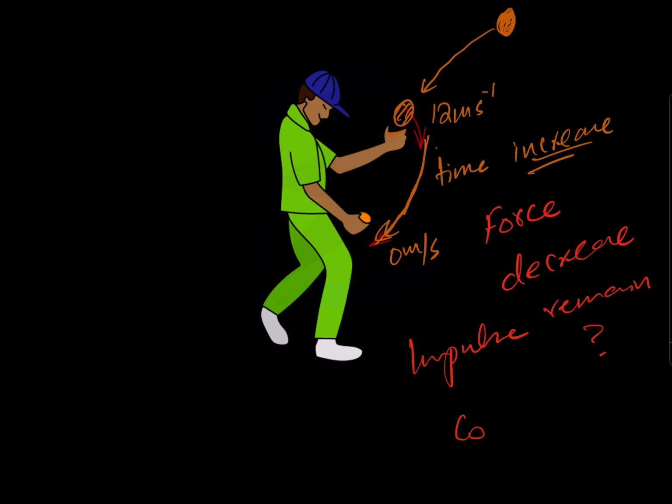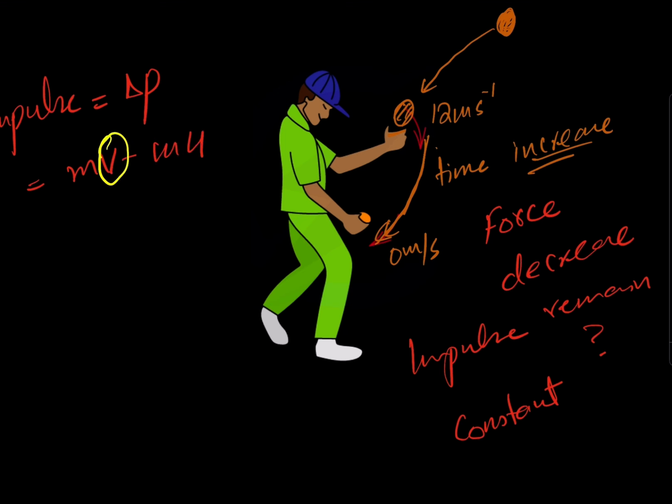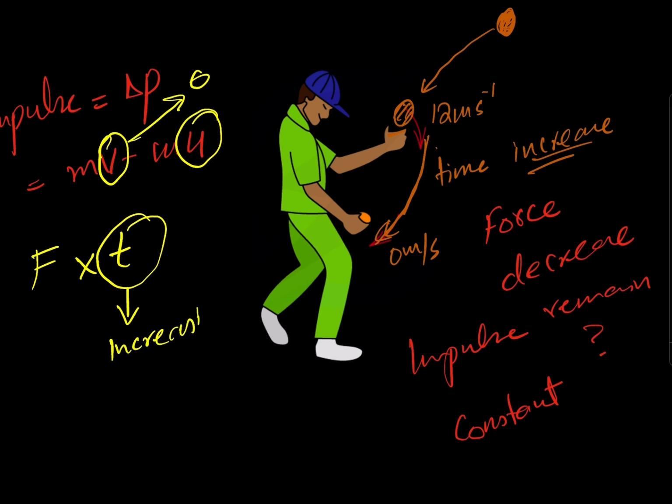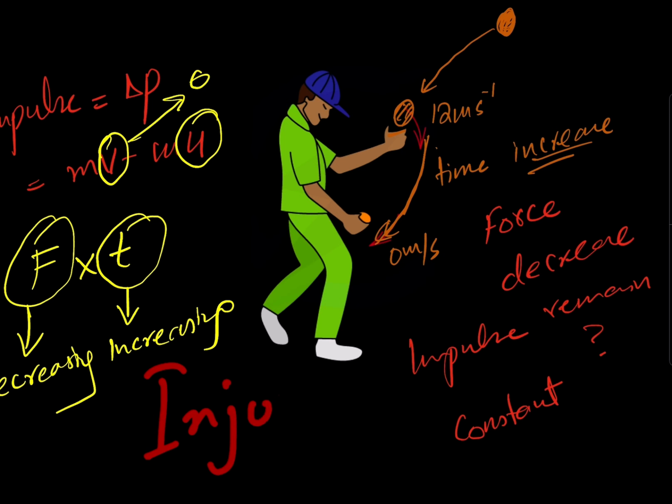It remains constant, because impulse is a product of force and time, and impulse is a change in momentum. Impulse is equal to change in momentum. Change in momentum is mv minus mu. In both the cases, the final velocity is zero. Initial velocity will depend on the height it is coming from. So in both the cases, the change in momentum is the same, impulse is the same, it's constant. We can just manipulate the force and time. How? By increasing time, we are decreasing force. And what will happen? This will reduce the chance of injury, right?